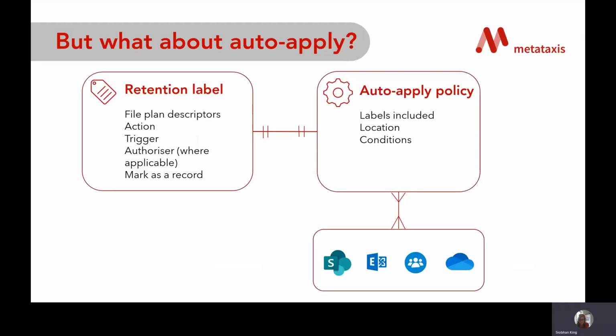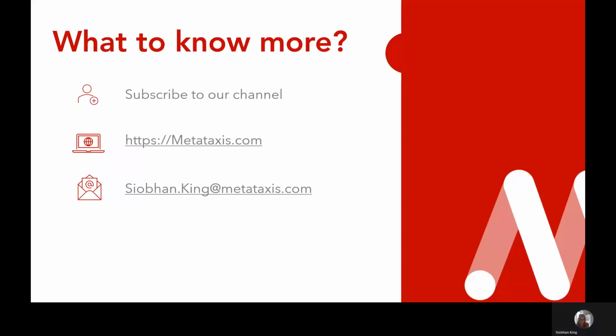By necessity, the relationship between labels and auto-applied policies is one-to-one, but you can still use the same auto-applied policy more than once, and you can apply more than one auto-applied policy to the same location. In fact, you might have to. So hopefully that helps clarify the relationship between labels and policies.